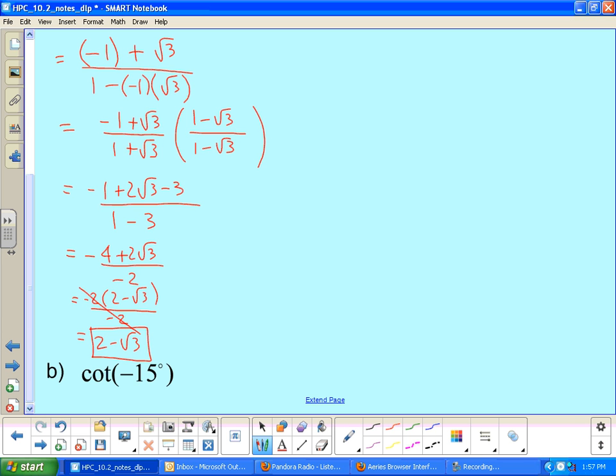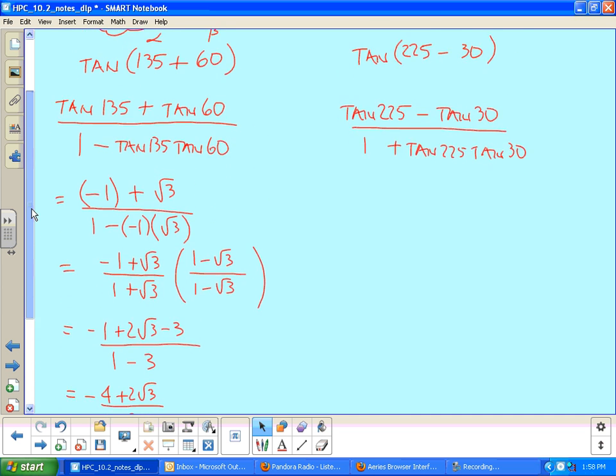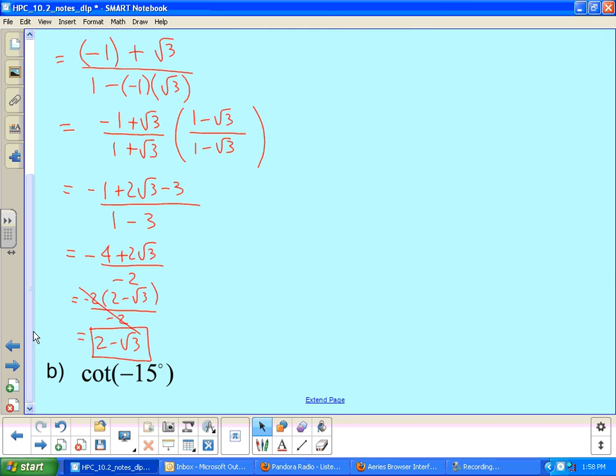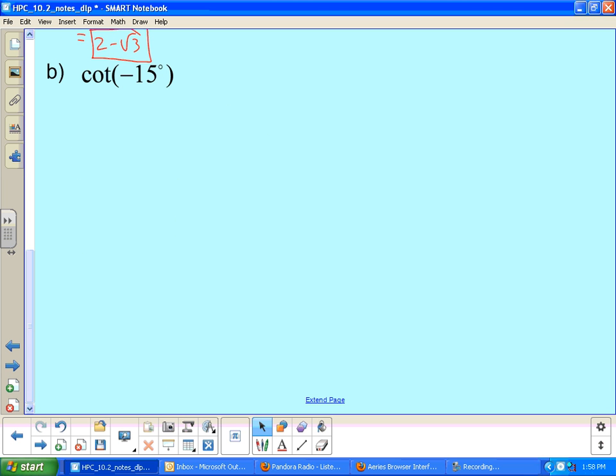2 minus root 3. So these have a little more work involved, especially because you have the conjugate, but it's not difficult, just be careful, specifically with those negatives, either distributing a negative or multiplying. So there's that. Tan of 195. All right? How about it? Any questions on that one? Tan of 195.